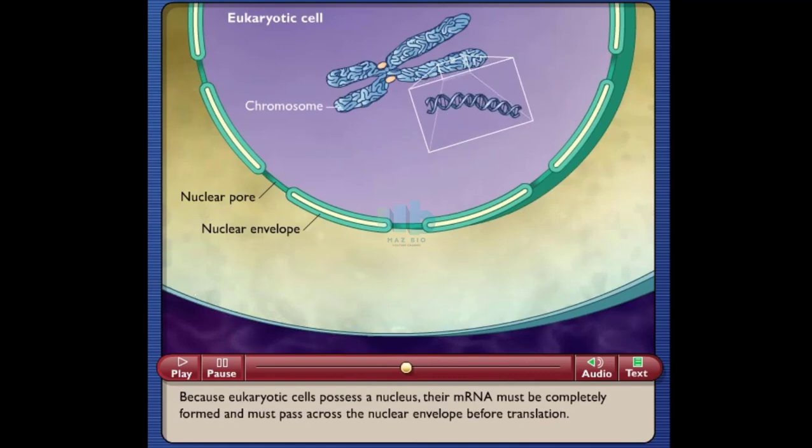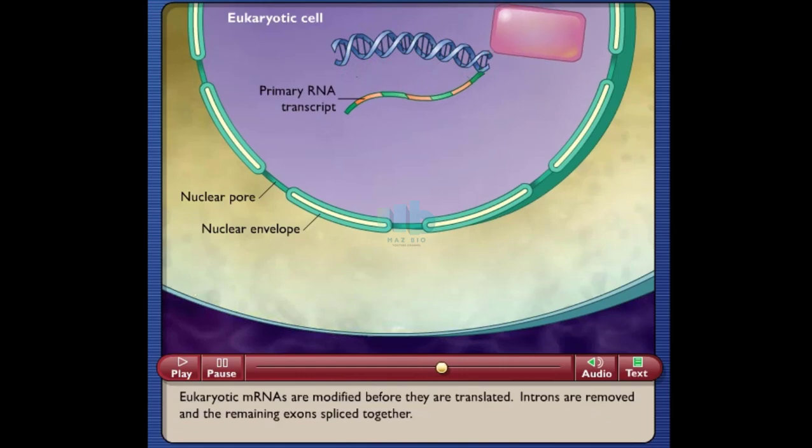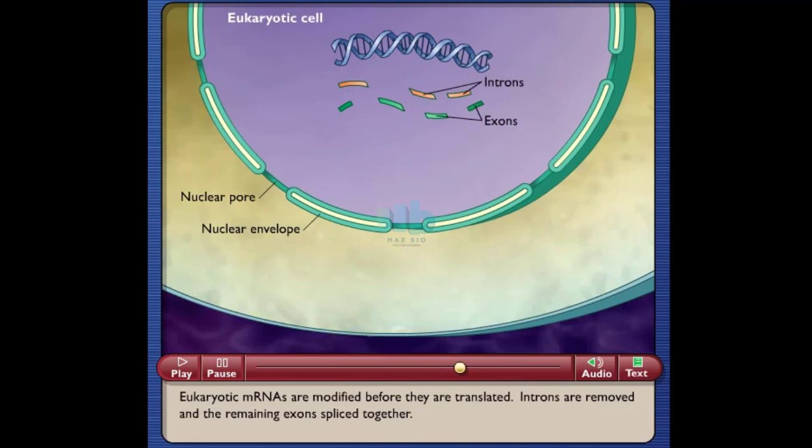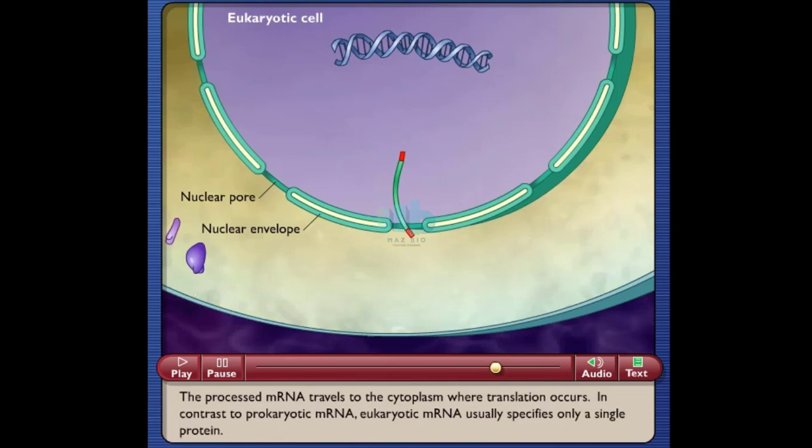Because eukaryotic cells possess a nucleus, their mRNA must be completely formed and must pass across the nuclear envelope before translation. Eukaryotic mRNAs are modified before they are translated. Introns are removed and the remaining exons spliced together. A 5' cap and a 3' poly A tail are added. The processed mRNA travels to the cytoplasm where translation occurs. In contrast to prokaryotic mRNA, eukaryotic mRNA usually specifies only a single protein.